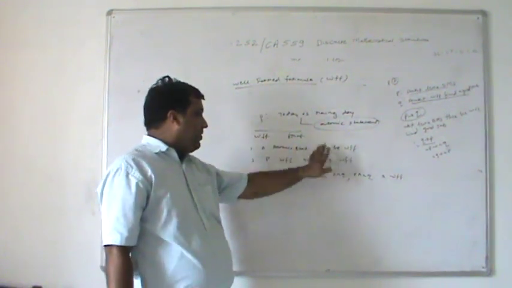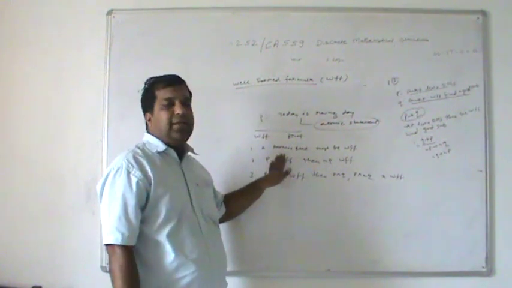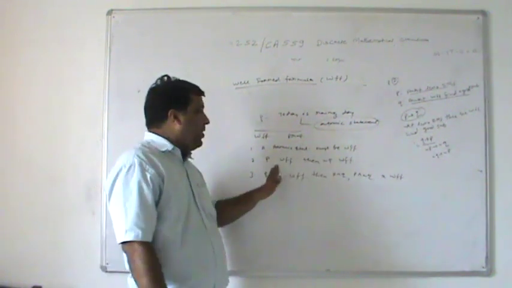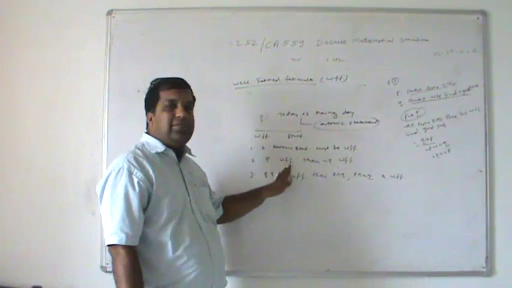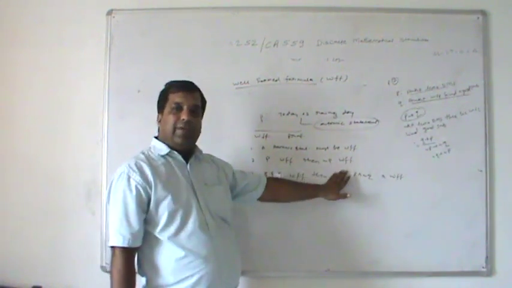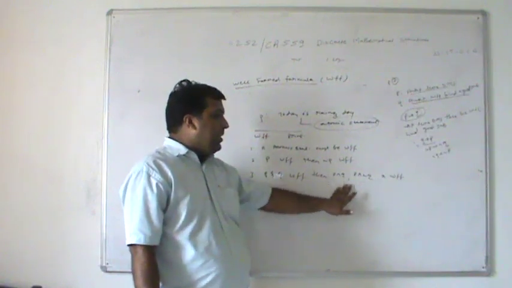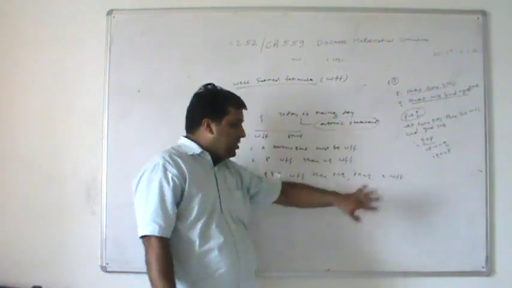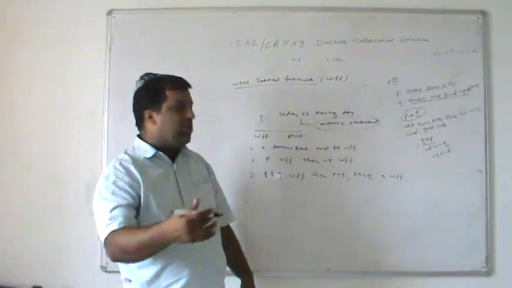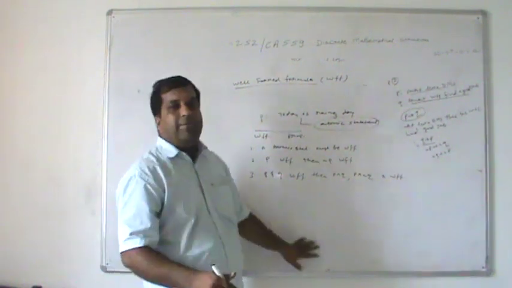A statement must be in well-formed form. An atomic statement is a well-formed formula. If proposition variable P is well-formed, then negation P is also a well-formed formula. And if P and Q are well-formed formulas, then P and Q, P and negation Q, negation P and Q, negation P and negation Q are also well-formed formulas.